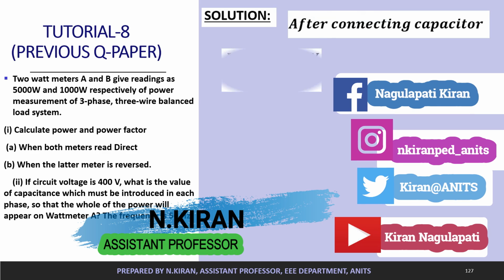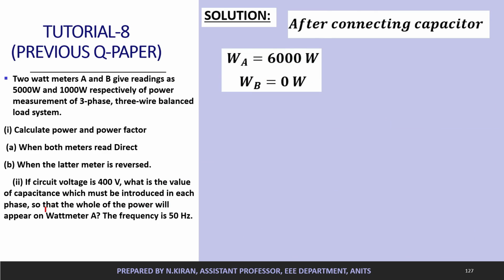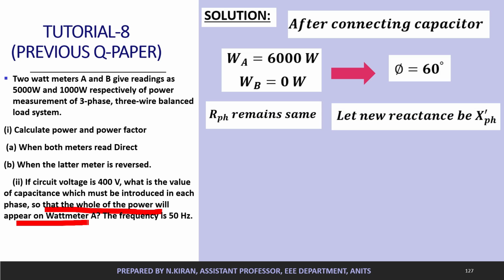After including the capacitor in the circuit, the condition here is that the whole of the power should appear on only one wattmeter. That is, one of the wattmeters should become zero. As we have seen in one of the cases, that is only possible when the phase angle is 60 degrees. So the resistance value will remain same.